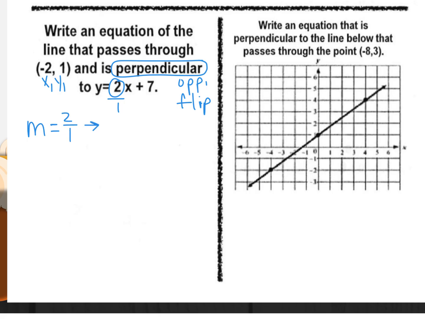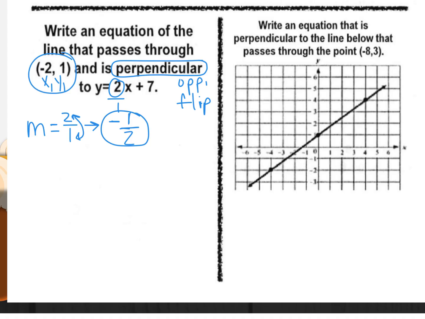and we said, okay, that one's going up, we need to make it go down. How do we make it go down? Make it a what? Negative. So we're going to change the sign, and we need to flip it. So now it's not 2 over 1. What is it? 1 over 2. Negative 1 over 2. So I'm going to use this point and this slope.